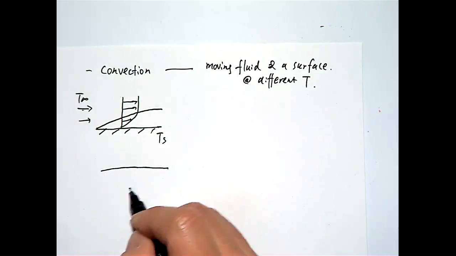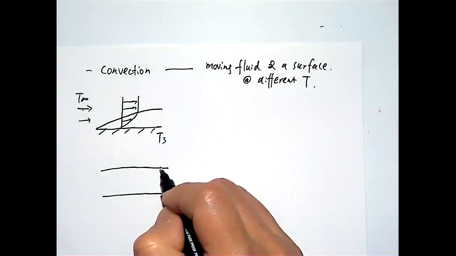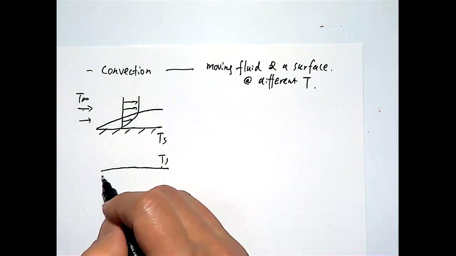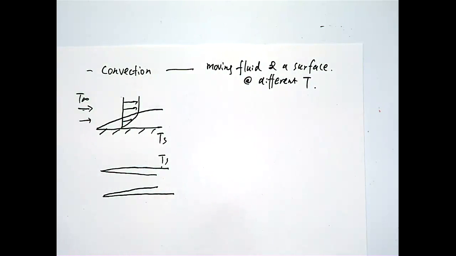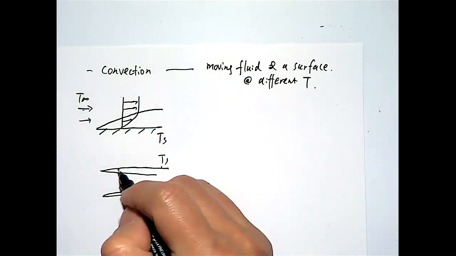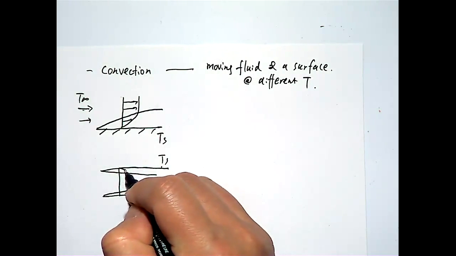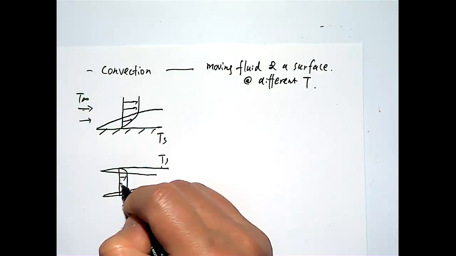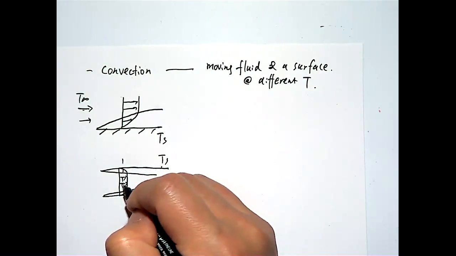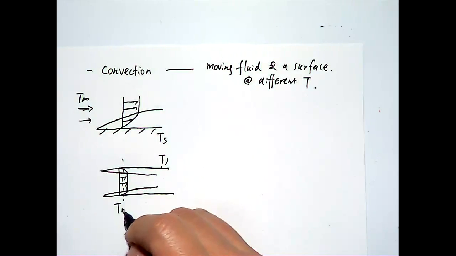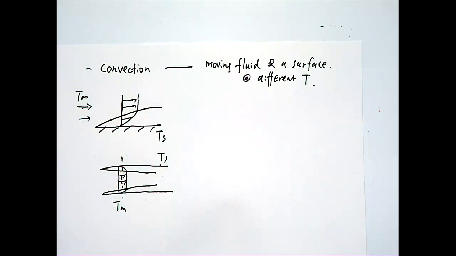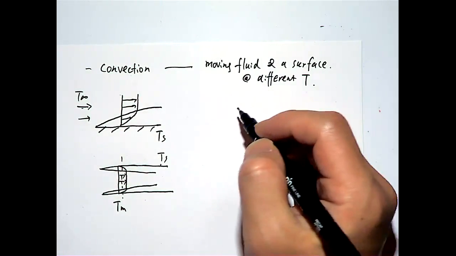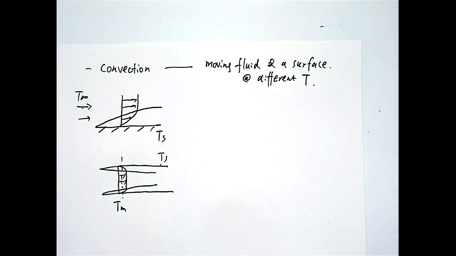Or you have a pipe flow, and then the surface at a different temperature, and the boundary layer will also be formed at the pipe wall. And in that case, heat transfer happens as well. So in this case, we're using a mean temperature of the flow in order to calculate the convection problem.